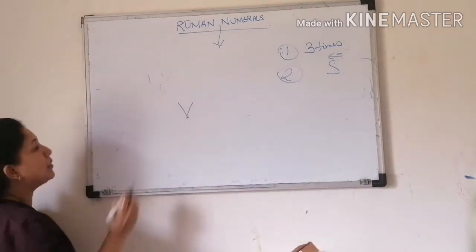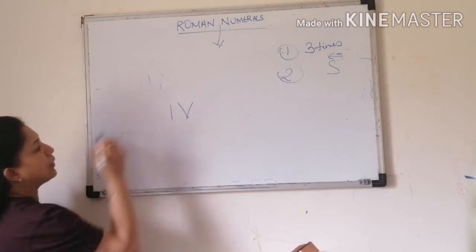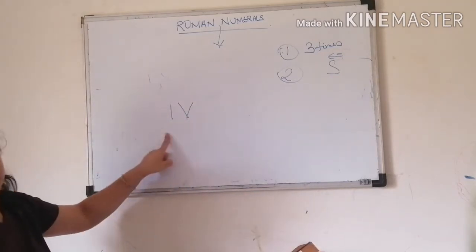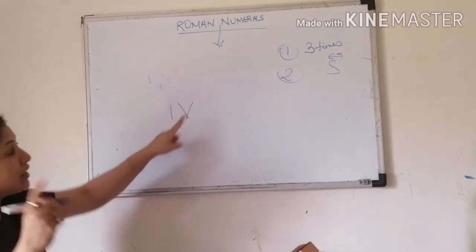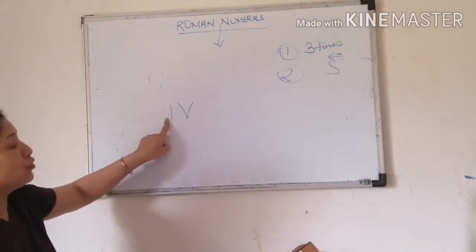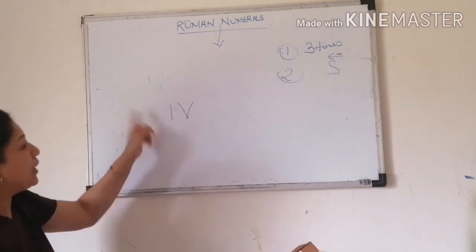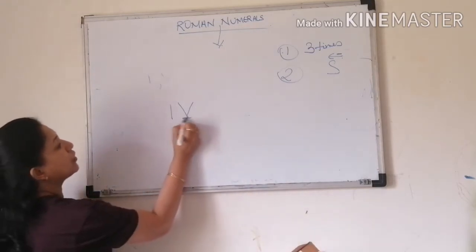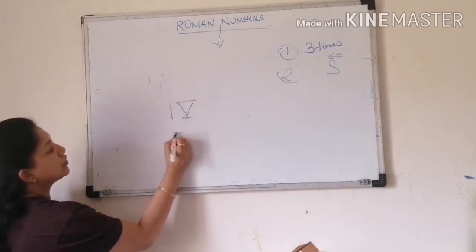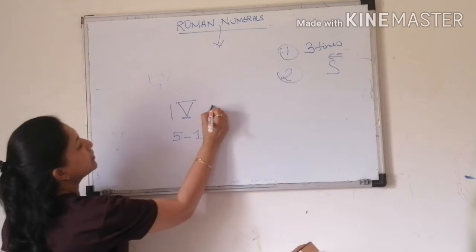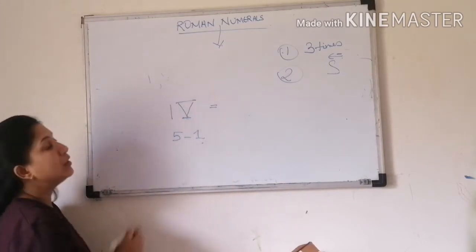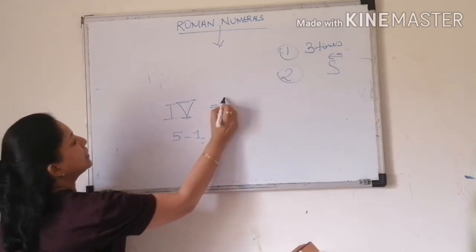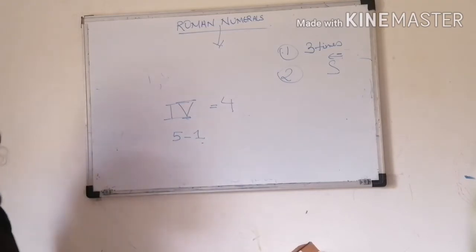5 is one number and the other number is 1. What does this become? As per the rule, the smaller number is towards the left-hand side, so it will get subtracted from the greater number. So 5 minus 1, see, the answer is 4. That is why this is represented as digit 4 of Hindu-Arabic form.